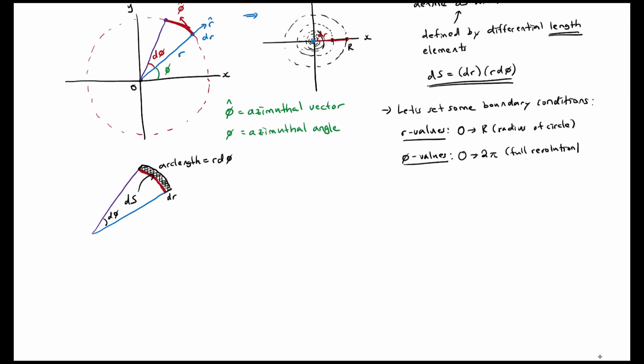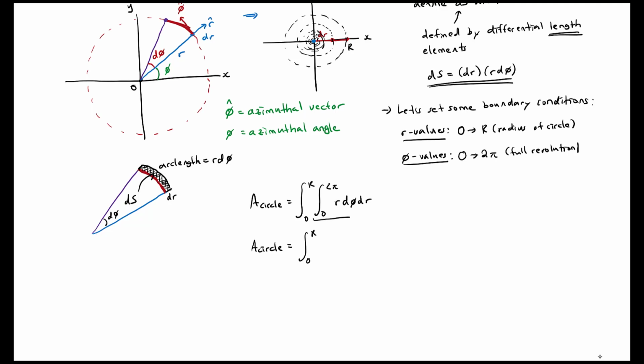So we have A, the area of the circle. We still need to do a double integral. So we go from 0 to R, and then from 0 to 2 pi. And then we have R d phi dr. This is going to give us a circle from 0 to R.